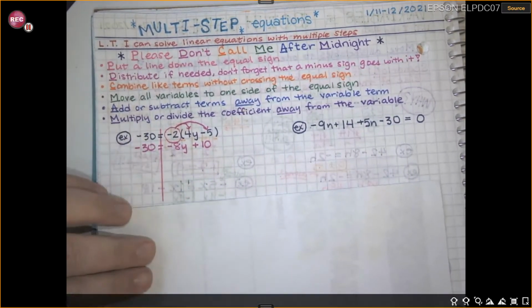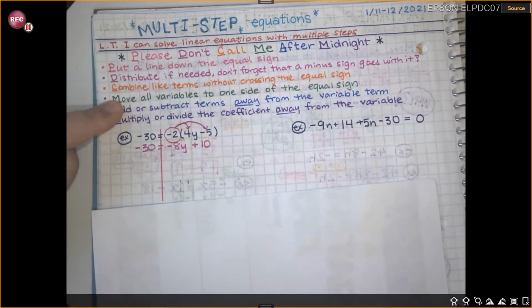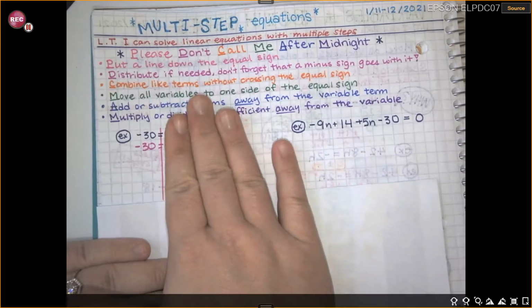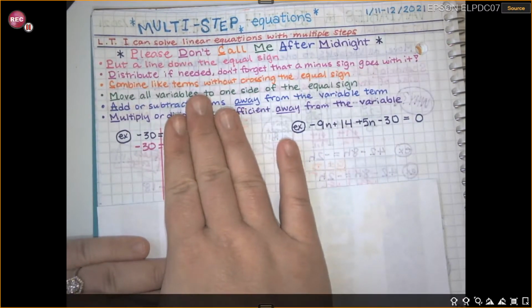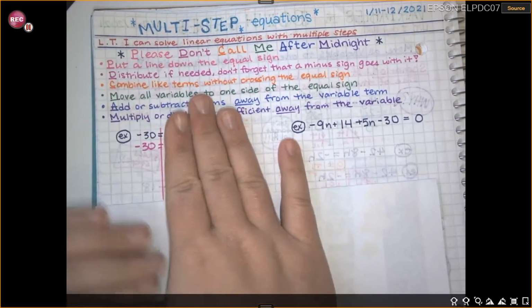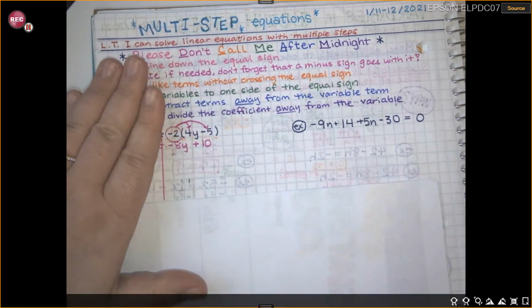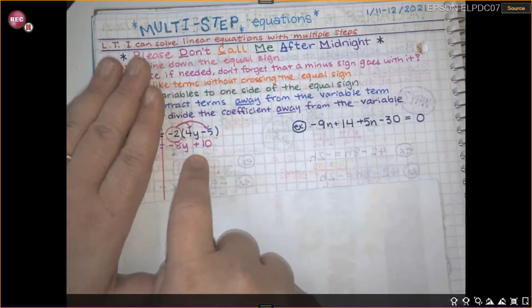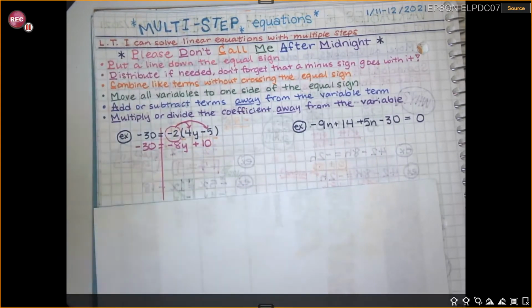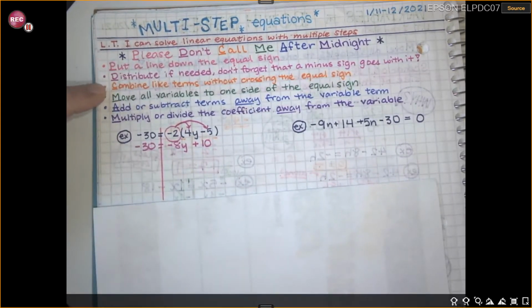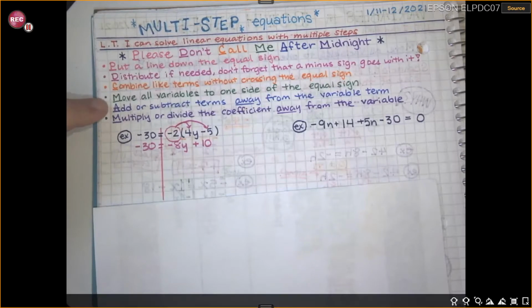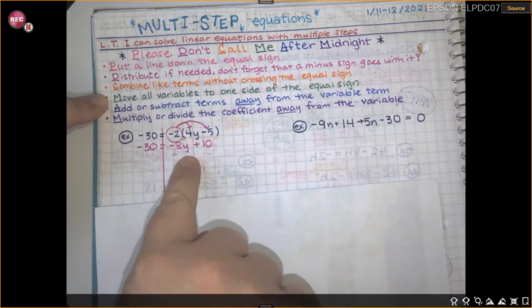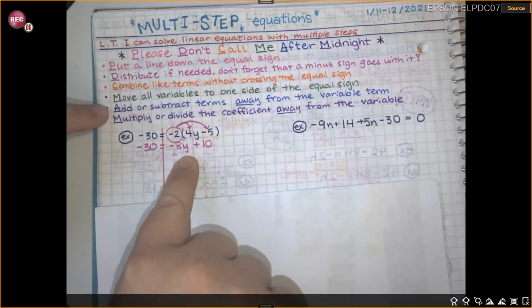Okay, now, combine like terms without crossing the equal sign. So what that means is look at each half individually and see if you can combine things. So here, -30, can't combine them. On this side, we have a term with y's and a term without y's. Those aren't like terms, so do not combine them. So you can't do the orange or C step. M, move all variables to one side. Well, you can see there's only one set of y's, so that's done.